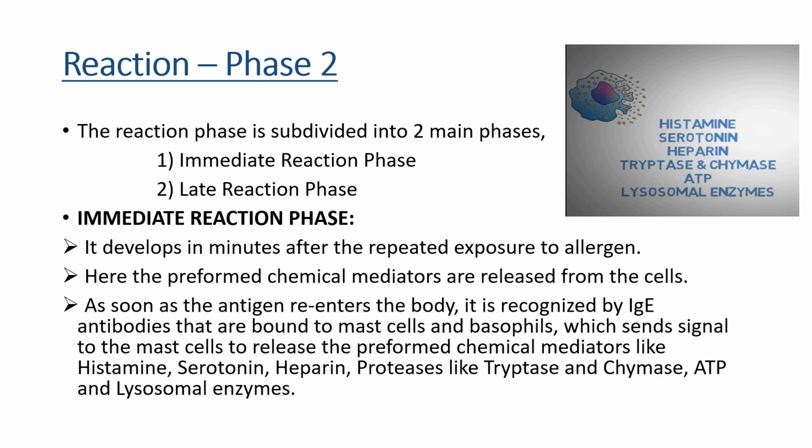As soon as the antigen re-enters the body, it is recognized by IgE antibodies that are bound to mast cells and basophils, which send a signal to the mast cells to release the preformed chemical mediators like histamine, serotonin, heparin, proteases like tryptase and chymase, ATP, and lysosomal enzymes.